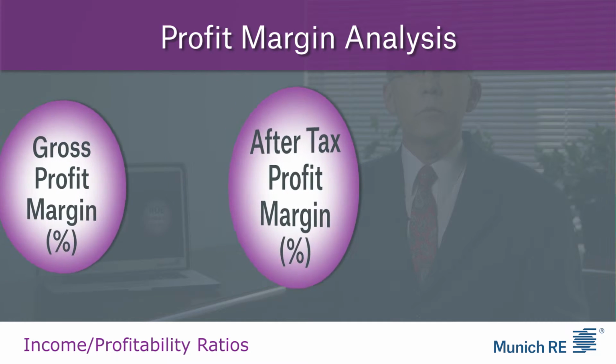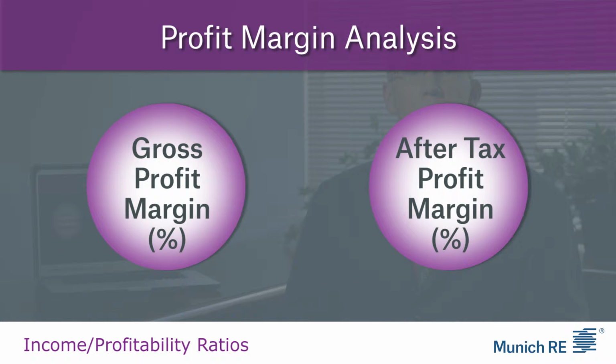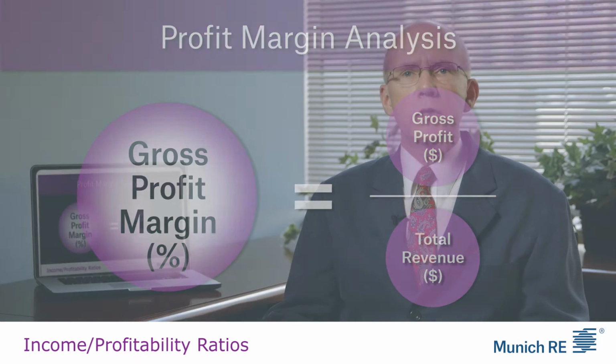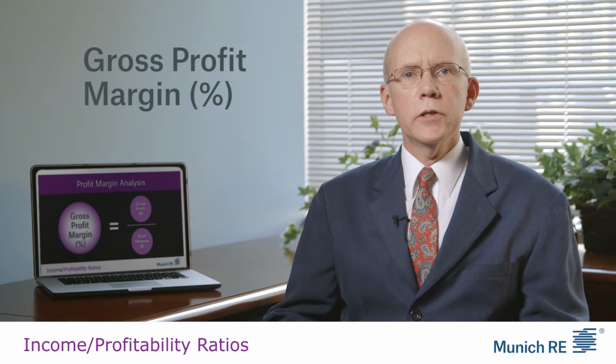A couple of useful profit margin ratios are the gross profit margin and the after-tax profit margin. Gross profit margin is the ratio of gross profit, or gross sales minus cost of sales, to sales revenue. It is the percentage by which gross profits exceed production costs. Gross profit margin is a good indicator of how profitable a company is at basic level by showing how efficiently a business uses its resources.